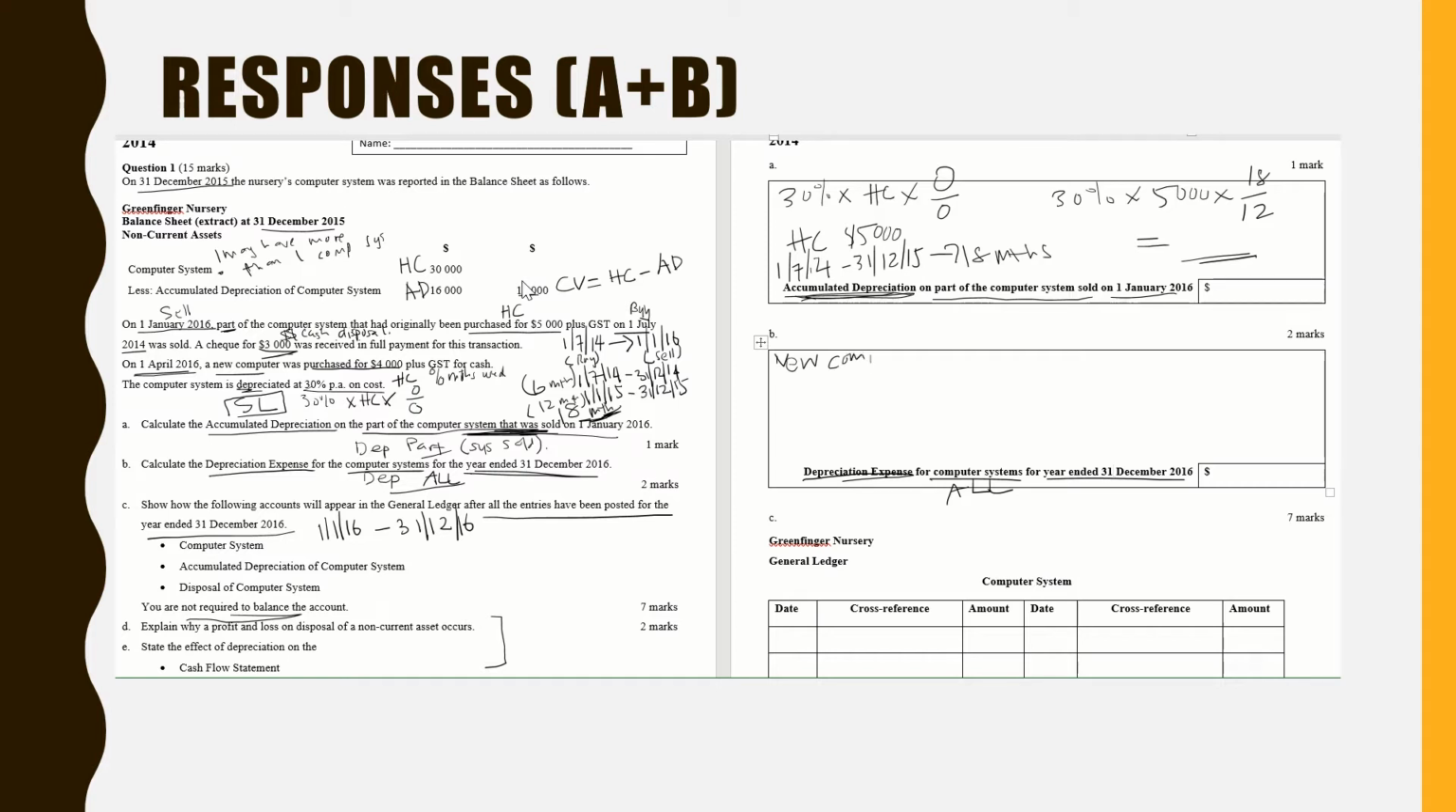So the new computer system, it was purchased for $4,000. And it says here that we bought it on the 1st of April 2016. So here we are actually calculating the depreciation for the full year up to 31st of December 2016. And we can see here from April to 31st of December. Again, be very careful. It says here 1st of April. So the whole month of April needs to be included. Now that will be equivalent to 9 months.